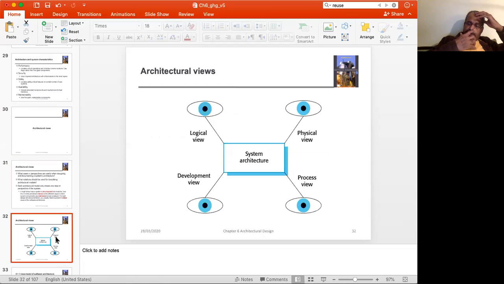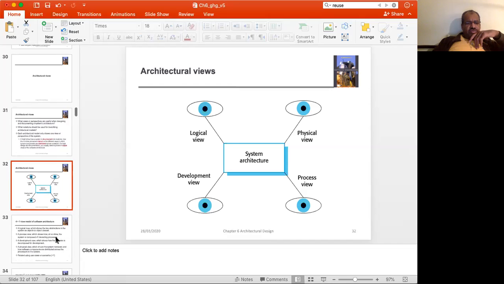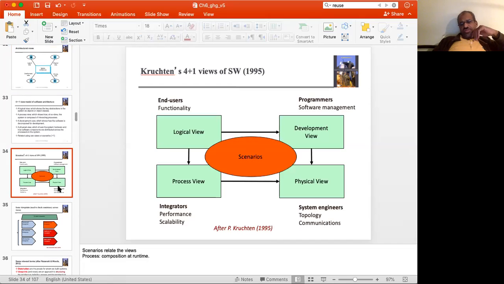So let's look at something we saw before when we discussed Kruchten's views, that we have logical, physical, process, and development views. And I gave you a bit of an annotation on each of these, saying who is the audience for each of these views. So for example, the development view would be the software developers themselves, as well as the software project management.